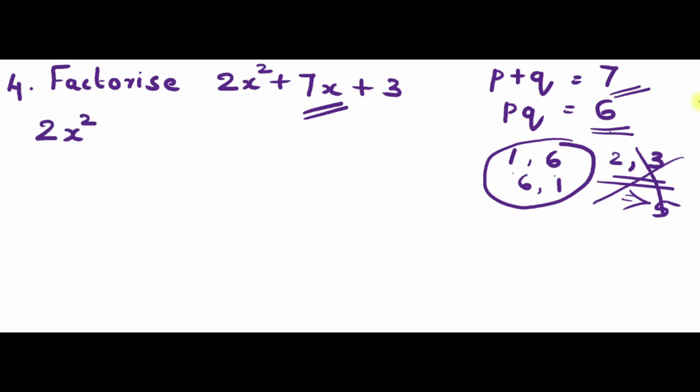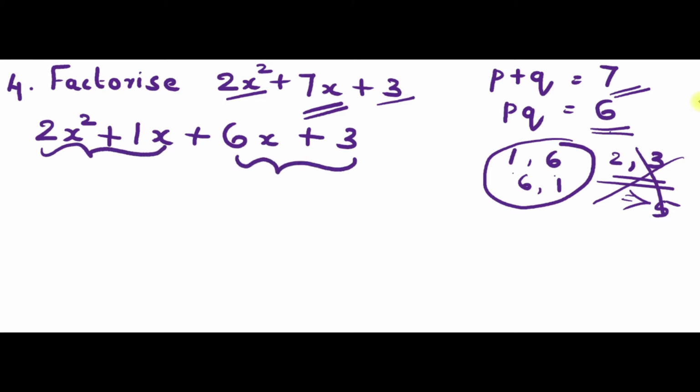2x square plus 1x plus 6x plus 3. 2x square and 3 will remain the same and the middle term you have to split. Then you have to group this into 2. First, you have to go for 2x square plus 1x, then you have to consider 6x plus 3.